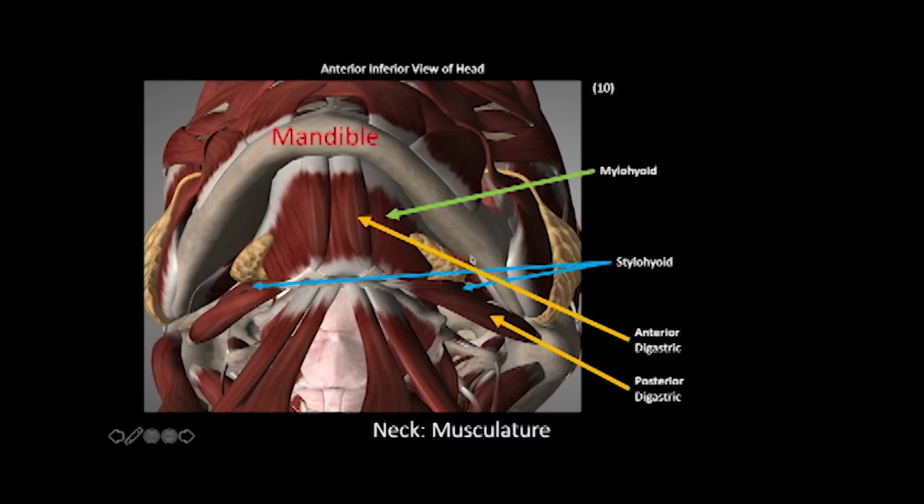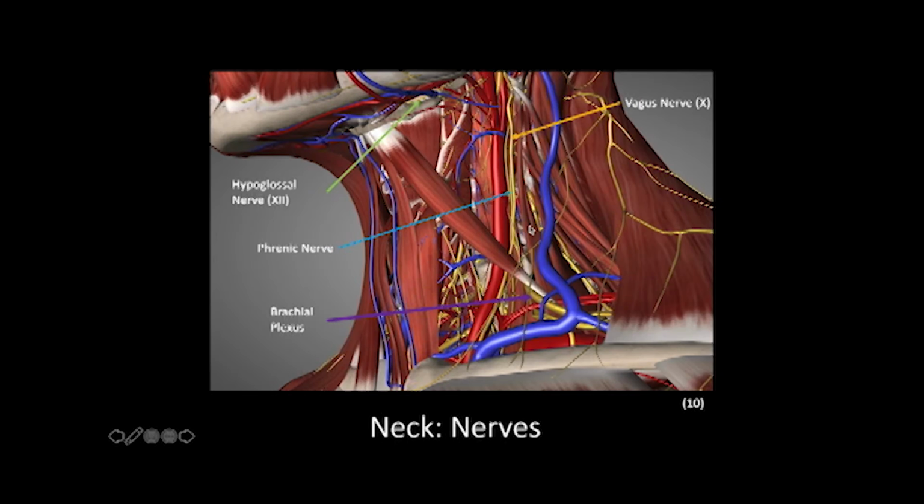Finally, we have the mylohyoid bone. This is actually the floor of the mouth. The tongue sits on top of this. It is attached to the mandible and the hyoid bone, and it is innervated by the mandibular branch of the trigeminal nerve. It elevates the tongue and depresses the mandible.